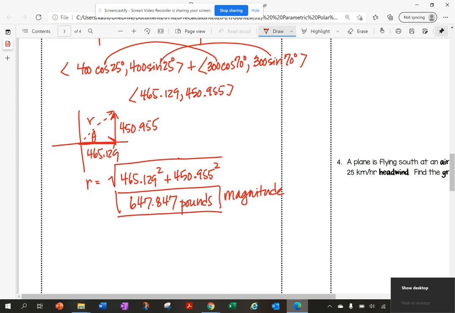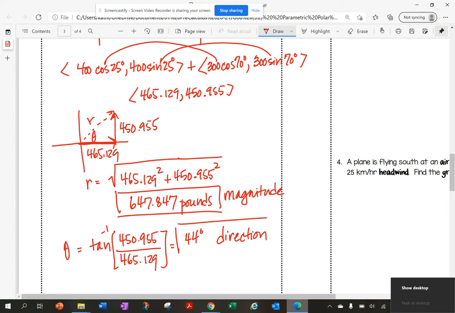And then my angle. So theta is the tangent inverse of y divided by x. So y is 450.955 and x is 465.129. So tangent inverse. So 44 degrees, and this is my direction. Here we go. So we have one of each.